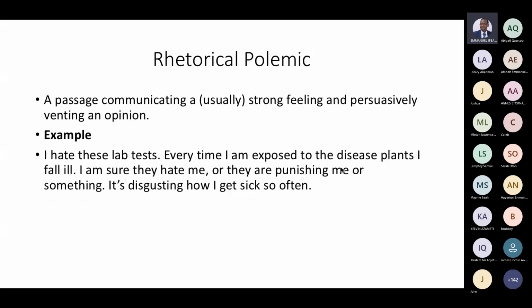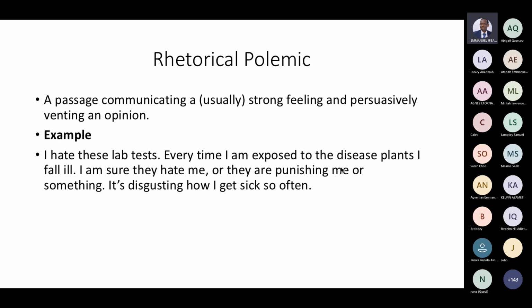Then we have rhetorical polemic. This is a passage communicating a usually strong feeling and persuasively venting an opinion. Example: I hate these lab tests. That's an emotive expression. Every time I'm exposed to disease plants, I fall ill. Now that's a claim. I'm sure they hate me or they're punishing me. That's an emotive expression. It's disgusting how I get sick so often. Emotive expression. So you have about 4 emotive expressions, including a claim.